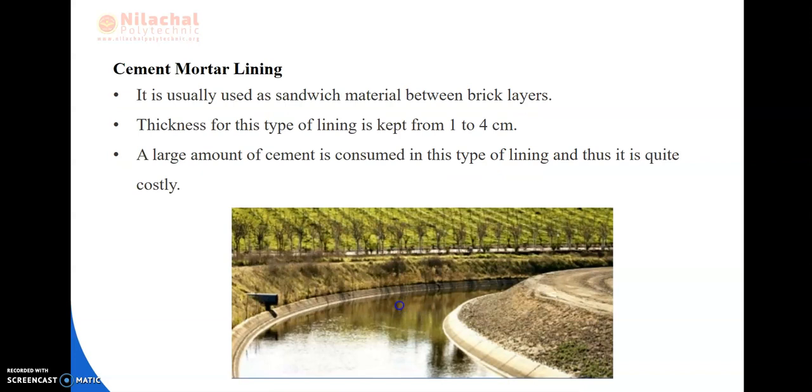Next, that is a cement mortar lining. It is usually used as a sandwich material between the brick layers. The thickness for this type of lining is kept from 1 to 4 centimeter. A large amount of cement is consumed in this type of lining, and thus it is quite costly. And it is the picture you can see here. This is the cement mortar lining, and this thickness of the cement mortar lining may vary from 1 to 4 centimeter.